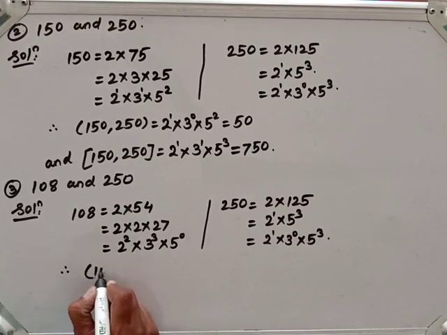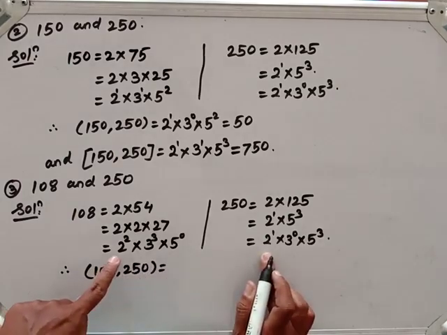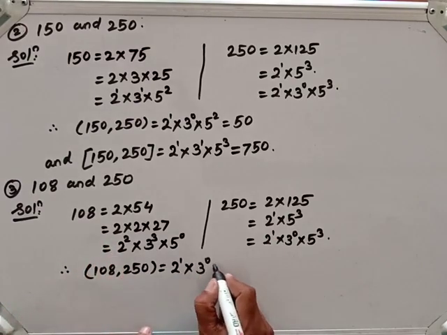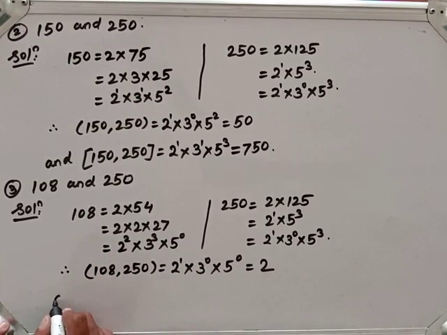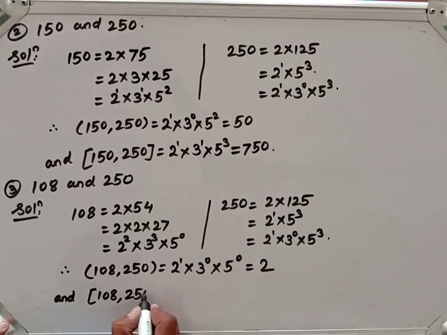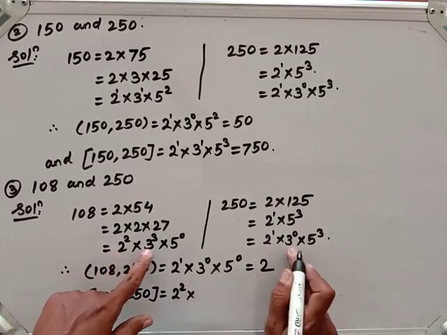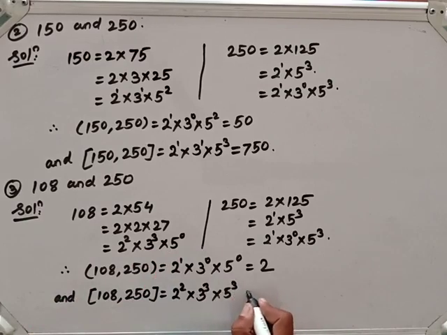Therefore, the GCD of 108 and 250. The GCD will be, what is the minimum among 2 square and 2 raised to 1? It is 2 raised to 1, 3 raised to 0, again 5 raised to 0. So the GCD is 2. And the LCM of 108 and 250, what is the LCM? 2 square is here, among these 3 cube, and among these 5 cube. And this product is 13,500. So this is the LCM here.